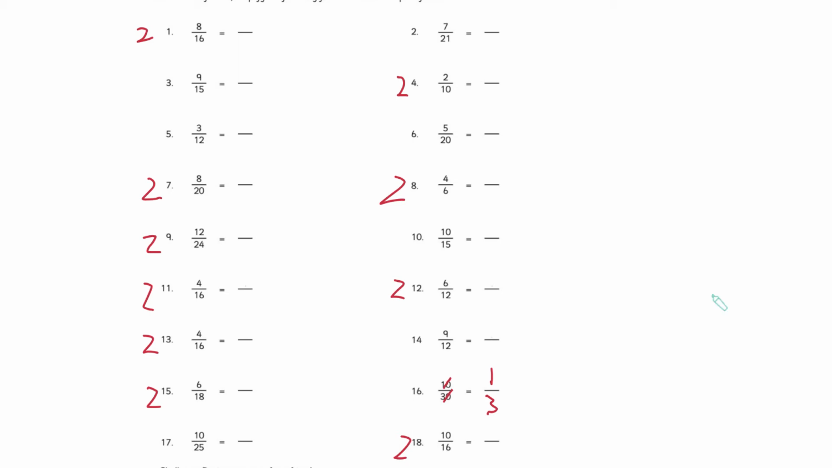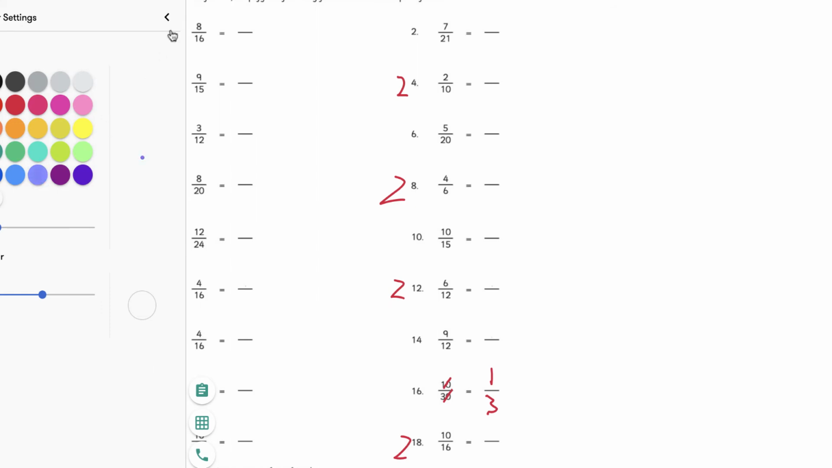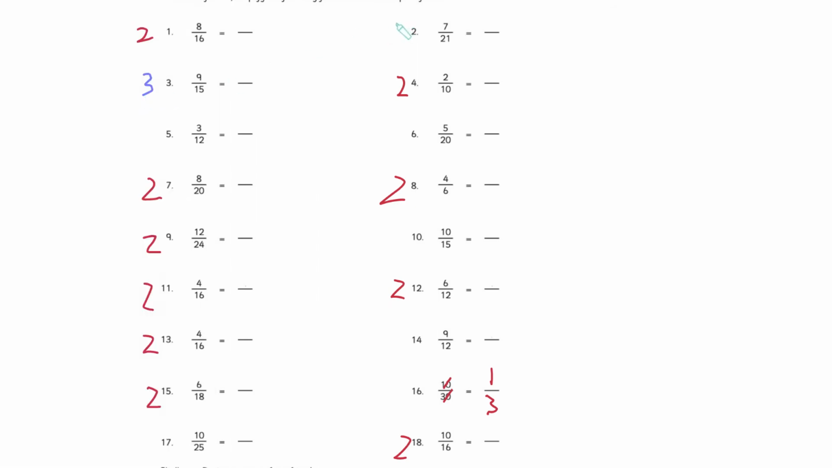If the other ones are not divisible by 2, we should really be thinking, well, what other sort of numbers are going to jump out at us? This is in the 3 times tables. This is in the 7 times tables. This is in the 5 times tables. This is in the 3s. This is in the 5s. This is in the 5s. This is in the 3s.